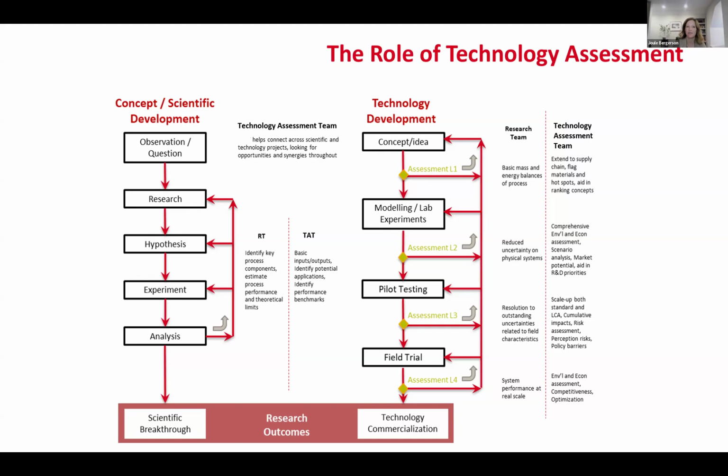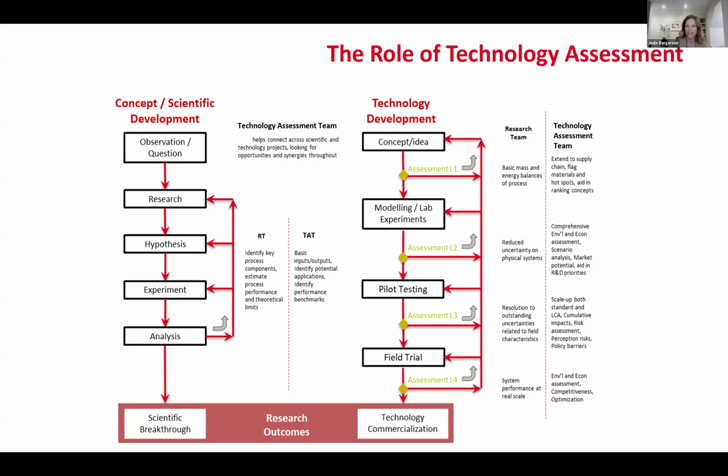So on the left side, the scientific development, you have an observation or a question, you conduct research, you set a hypothesis, you run an experiment, you get some analysis, and very few times does that actually lead to a scientific breakthrough, right? And this is a very iterative process, as you would know. But just even getting some of the basic inputs and outputs, identifying potential applications, identifying performance benchmarks. I've been part of a conceptualization activity with a multidisciplinary team, and having these LCA techniques and capabilities can really help accelerate and make that process a bit more efficient.